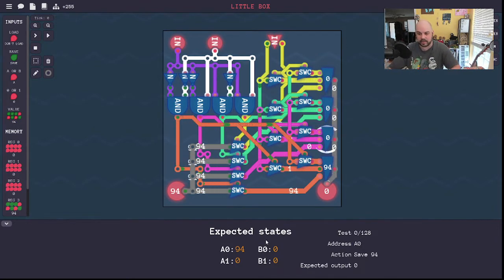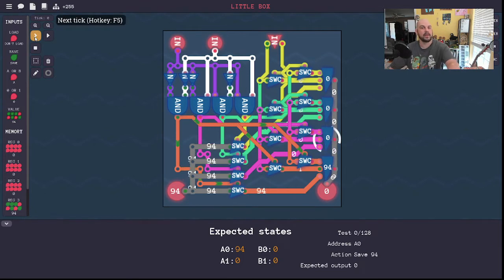So anyway, getting back to this, right? They expect us to see A0, which is this bottom register here, having a 94. We've got our save line turned on. We've got our data enable for register 1 turned on, and our load line is not turned on. We're storing that information. Cool. Let's go on to the next tick.